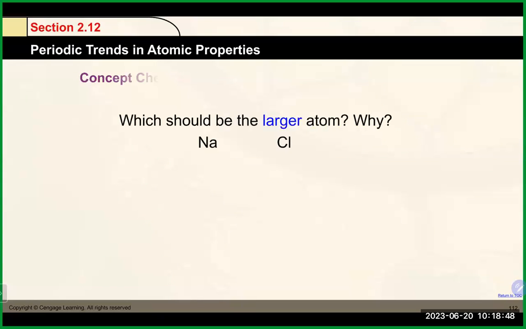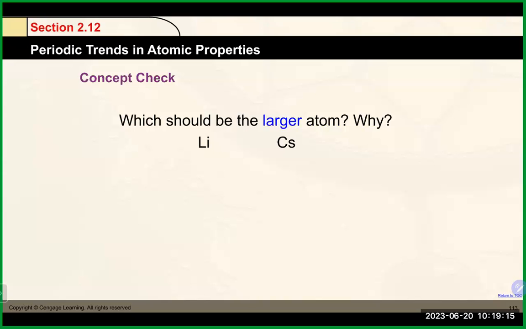Okay. So let's talk about which one should be the larger atom, sodium or chlorine. Sodium should be the larger atom. It is further to the left. Sodium and chlorine are in the same period on the periodic table. Again, it has a much smaller positive charge, right? Which means it's not going to bring those electrons in as close as, say, our chlorine on the other side.